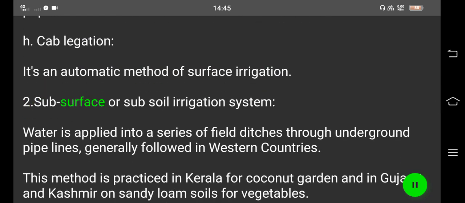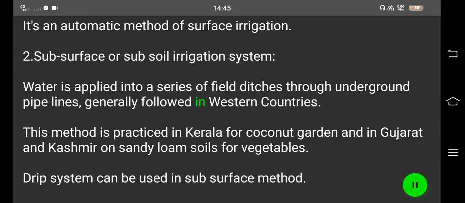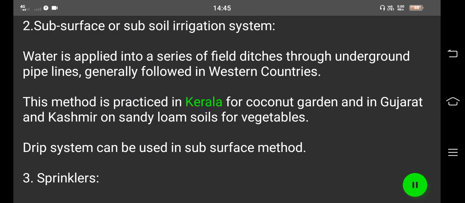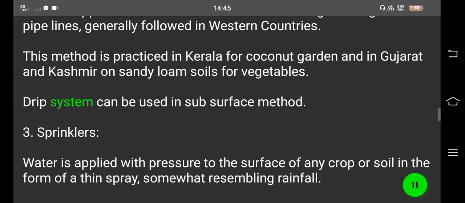2. Subsurface or subsoil irrigation system. Water is applied into a series of field ditches through underground pipelines, generally followed in Western countries. This method is practiced in Kerala for coconut gardens and in Gujarat and Kashmir on sandy loam soils for vegetables. Drip system can be used in the subsurface method.